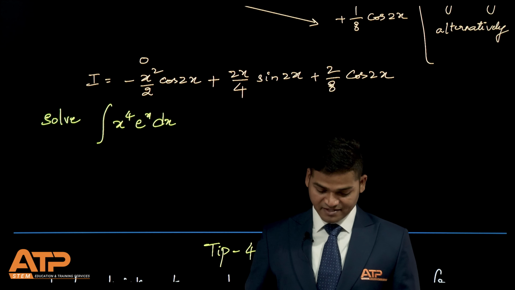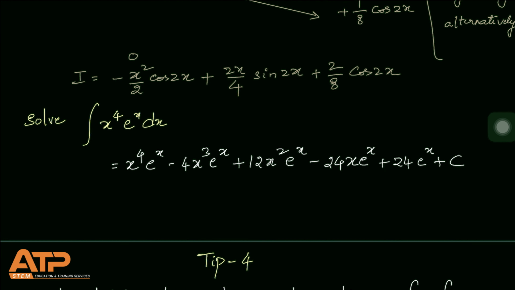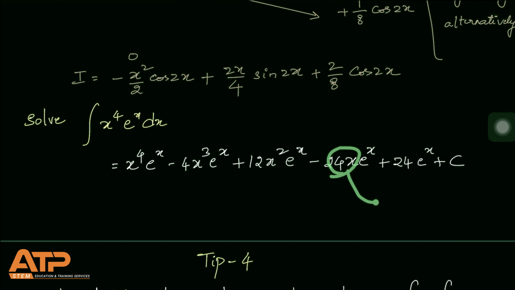Okay. Next, let's see this question. Integration x power 4 e power x dx. So we get the result directly. x power 4 into e power x minus 4x cube e power x plus 12x square. Means you do the differentiation of x power 4, which is 4x cube, and the differentiation of 4x cube is 12x square, 12x square differentiation is 24x, and 24x differentiation is 24.